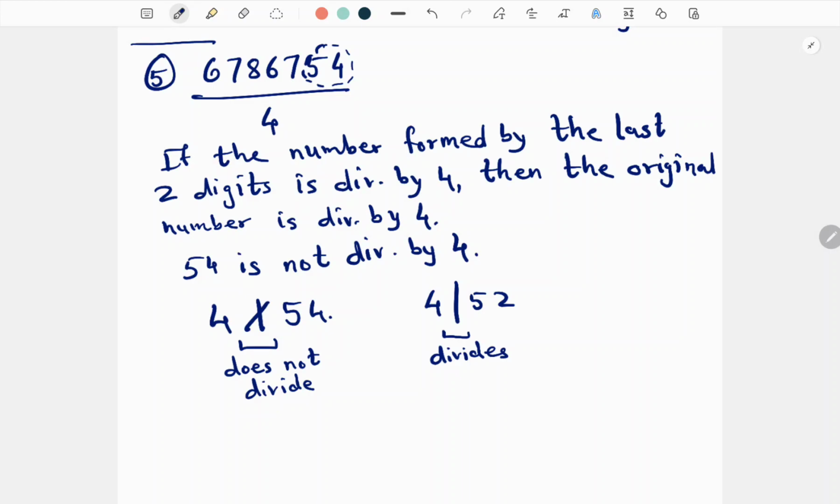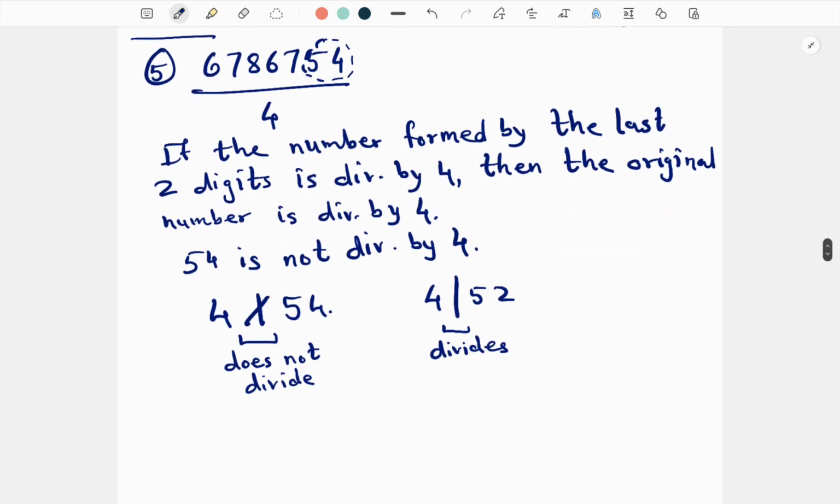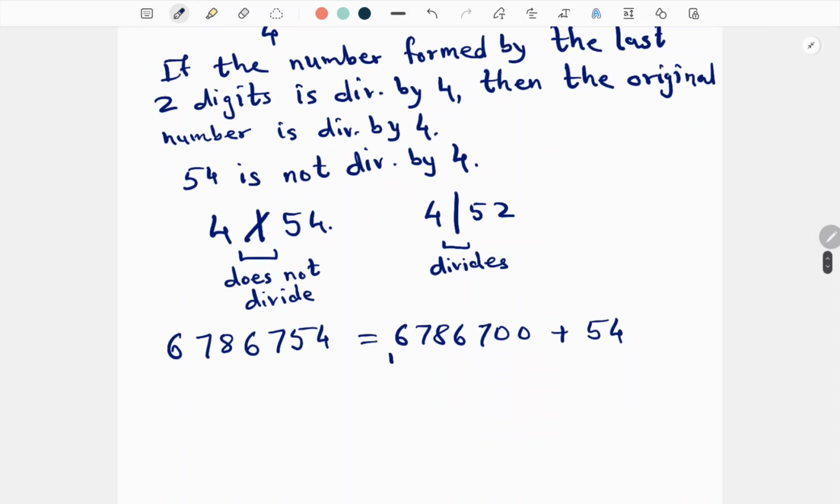So because we know that 54 is not divisible by 4, this entire number is not divisible by 4. And it's easy to see why something like this should hold, because our number is 6786754, which is 6786700 plus 54. Now this first number here is a multiple of 100. This is divisible by 100.